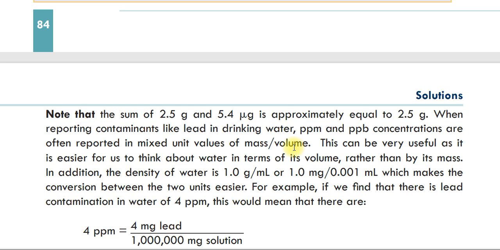of expressing the concentration of a solution ማለት ነው. This can be very useful as it is easier for us to think about water in terms of its volume rather than by its mass እንግዲህ በማሱ ብቻ ሳይሆን በቮሊዩምም ዋተርን ኤክስፕረስ ማድረግ እንደምንችል ይነግረናል ማለት ነው. In addition, the density of water is 1 gram per milliliter or 1 gram per 0.001 milliliter, which makes the conversion between the two units easier.